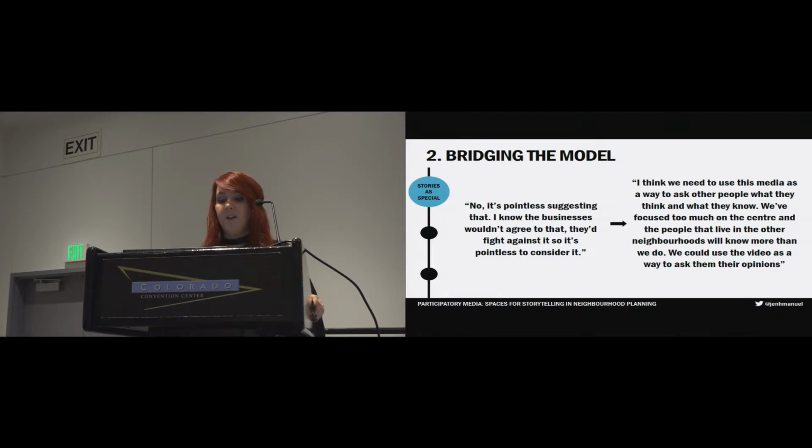So moving on to the second finding, I'm going to focus on the bridging of that model I mentioned earlier. So the first element of this was that the stories were seen as special. So leading on from the multiplicity of stories, those changes in the conversation and those changes in the views were able to happen because the stories and the videos that were captured were seen as special by the participants, and it provided that space for that kind of discussion.